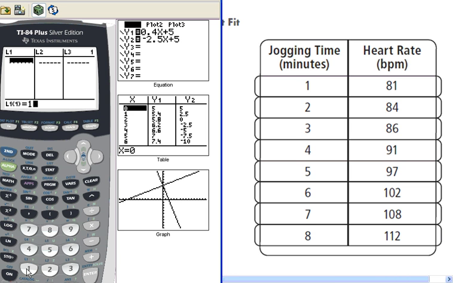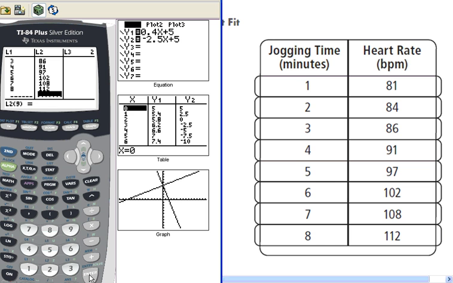I'm just going to put 1, 2, 3, 4, 5, 6, 7, and 8 in there. And then in L2, I'm going to put my heart rates. And those are 81, 84, 86, 91, 97, 102, 108, and 112.